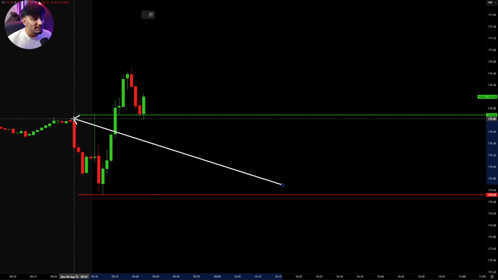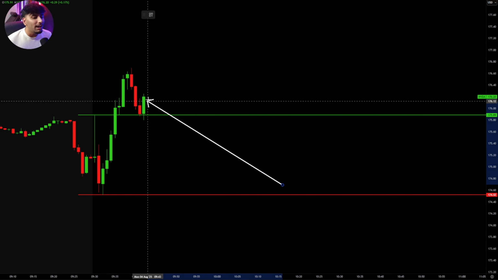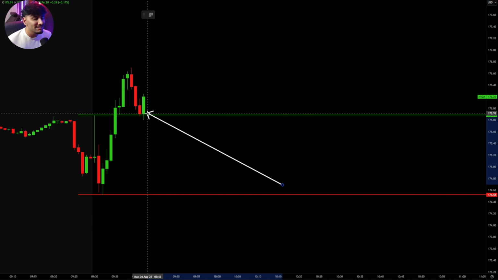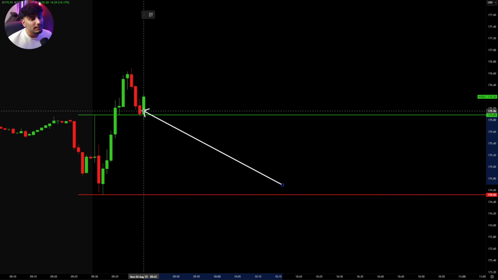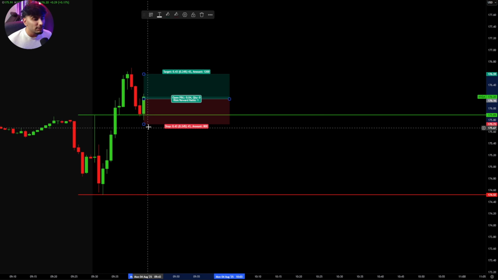Now, on this pullback, you can see we are retesting the 5-minute high, and look at the price action here. We got a very strong price action candle. We see that buyers stepped up, and this is a very bullish candle that we can look to enter on for continuation to the upside. Here we would enter into a long position.